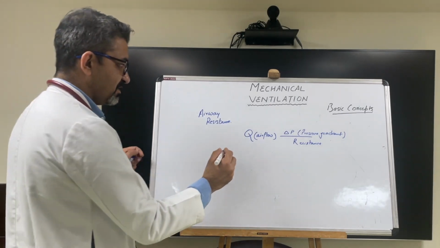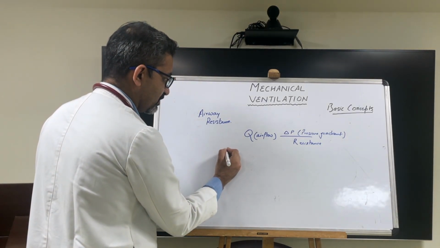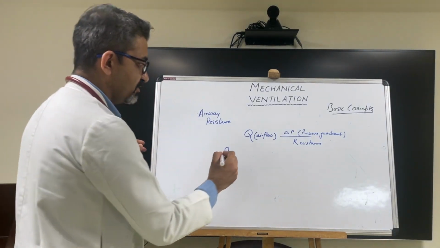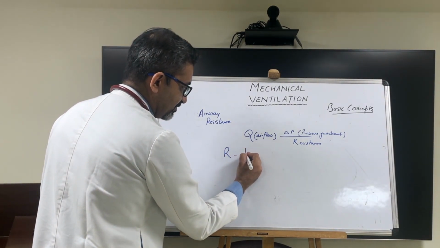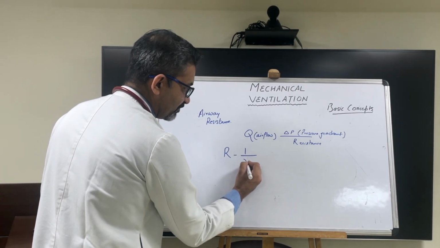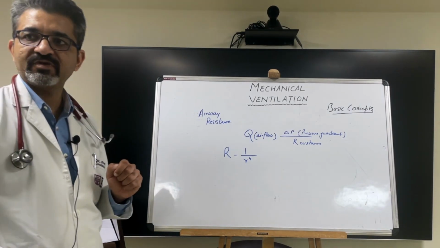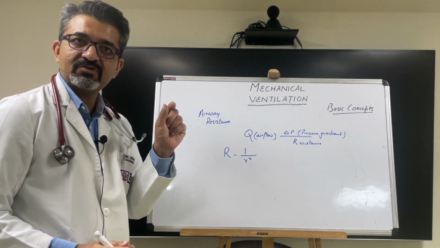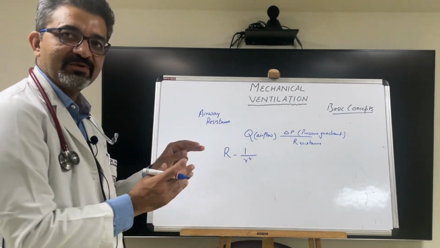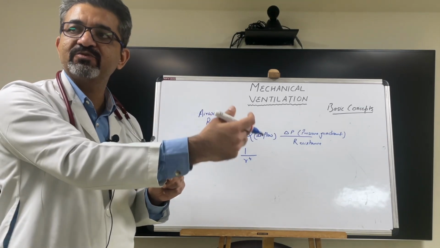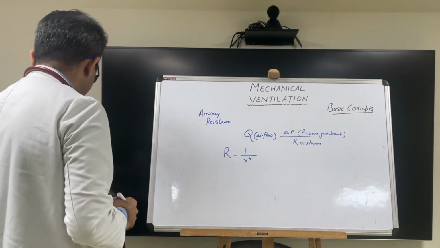And from our physics class, we remember that resistance in any tube or tubular structure is inversely proportional to the fourth power of the radius, right? So the tiniest changes in the caliber of a tube can affect the resistance by four times the magnitude. Okay.